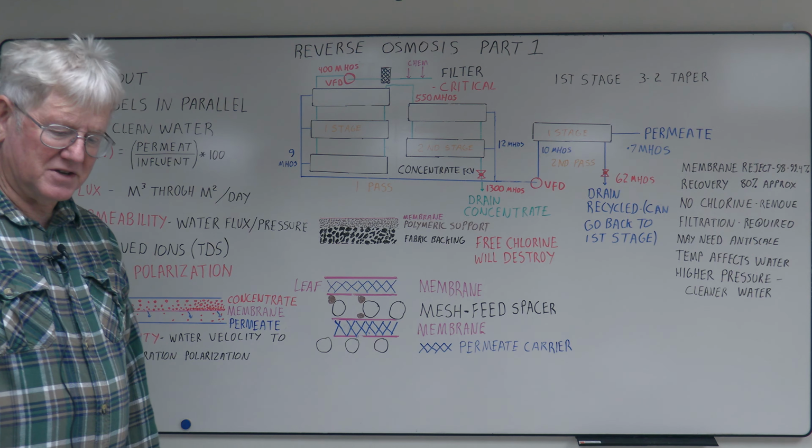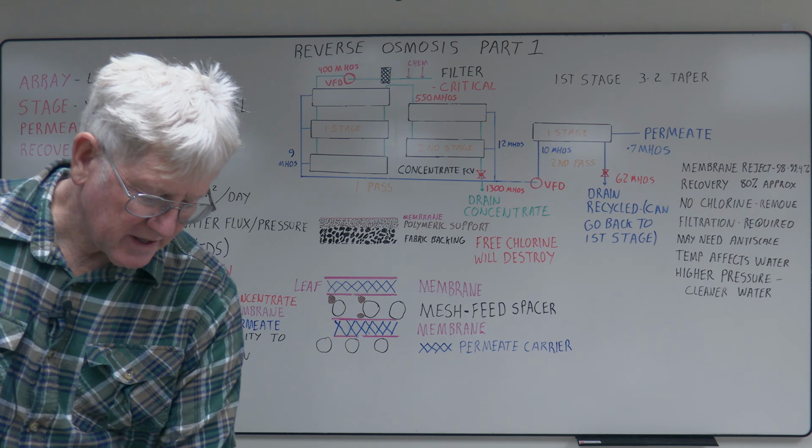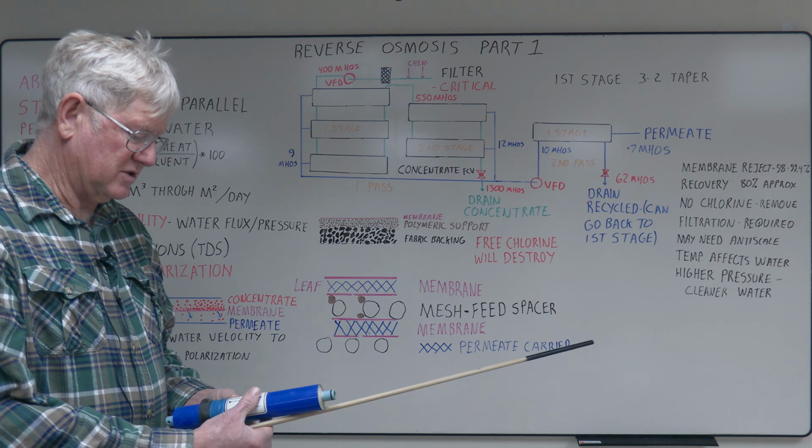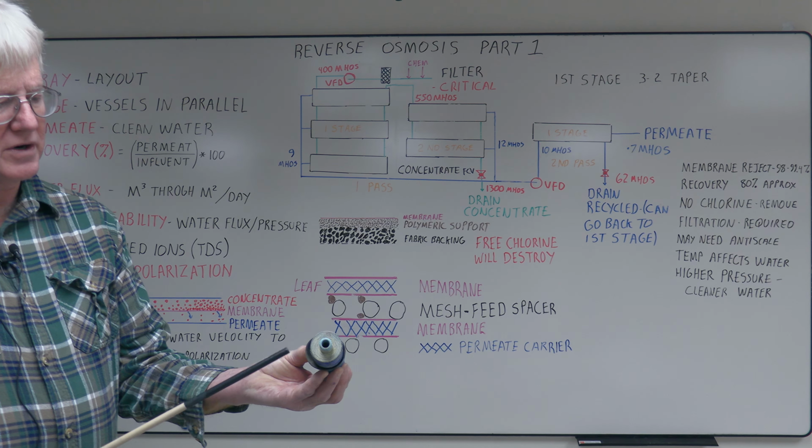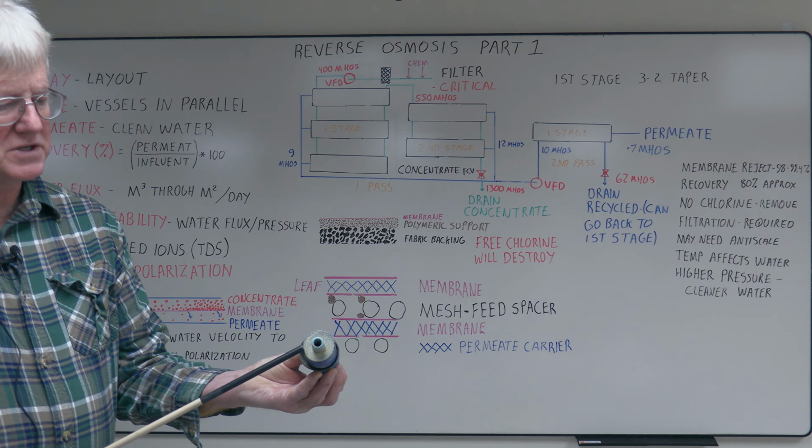Hi there. This is our RO video. This is a basic consumer model. Here's the brine seal. You can see the water comes in this end and how fine it is. Any particulate will plug these up. Also, chlorine will destroy them. This is just a little consumer grade one.